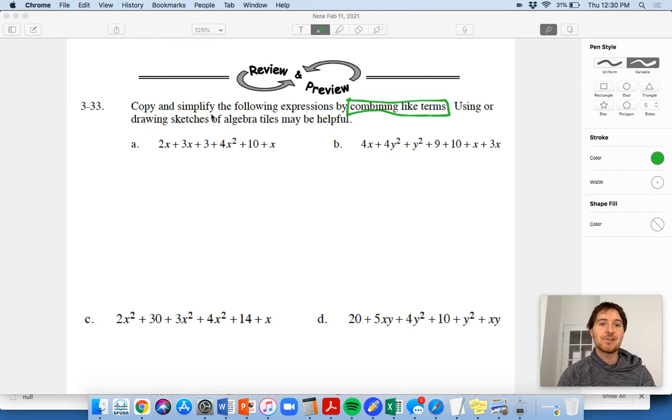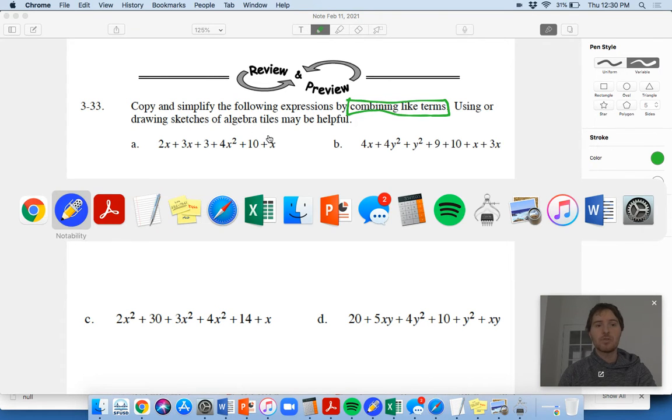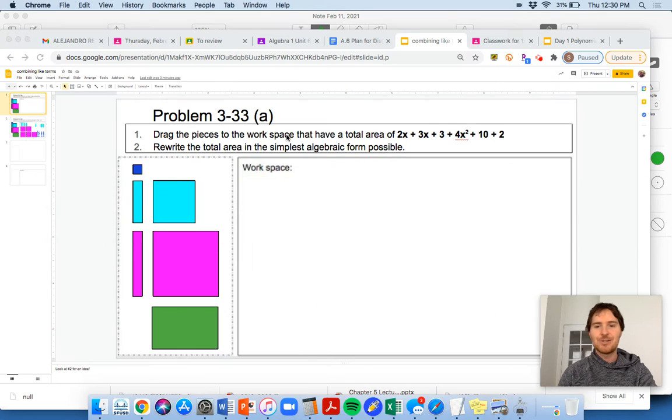That's what we're going to do today. It says here, copy and simplify the following expressions by combining like terms. Using or drawing sketches of algebra tiles may be helpful. Yes, it might be. Here I'm actually going to go to some algebra tiles online. Stay with me here. I want to show you problem A, because if we had time in class this week, we would have done a couple problems very similar to this. Again, we only saw each other twice this week for about a half hour each time. Not enough time to do this.